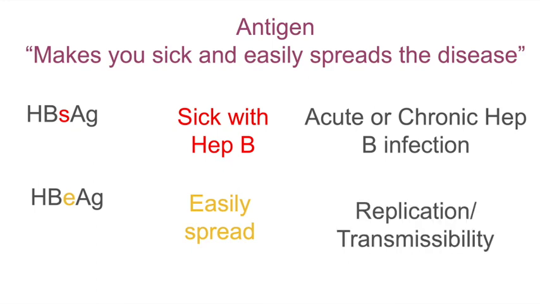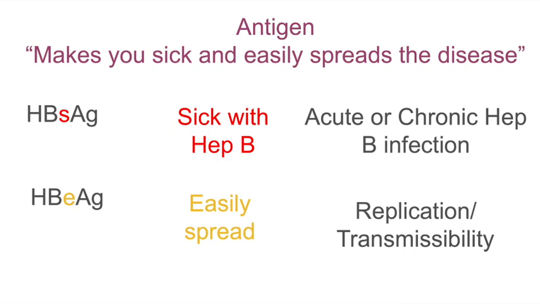So, remember, when you think of antigens, think of the phrase that antigens make you sick and easily spread the disease. So, the surface antigen means that you're sick, whether acute or chronic, with hepatitis B. The E antigen means that you easily spread the disease. Okay, so just pause the video or take a screenshot and really commit this to memory.